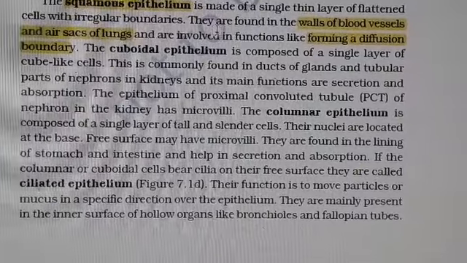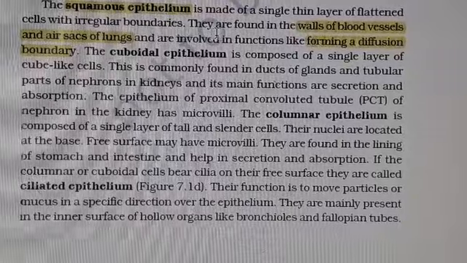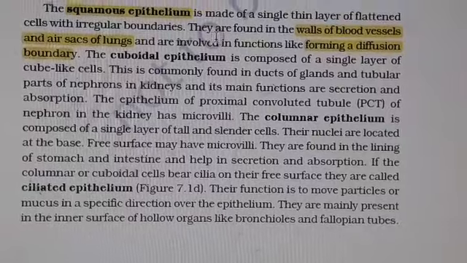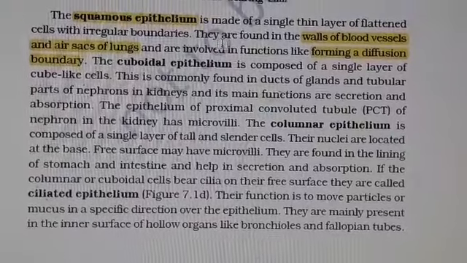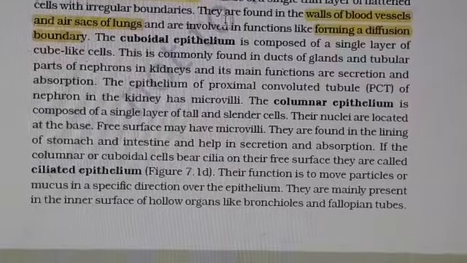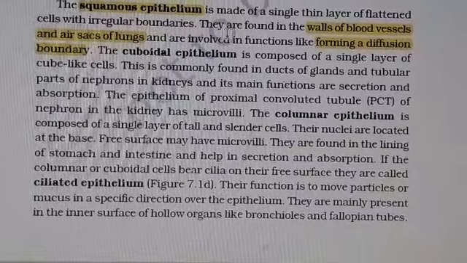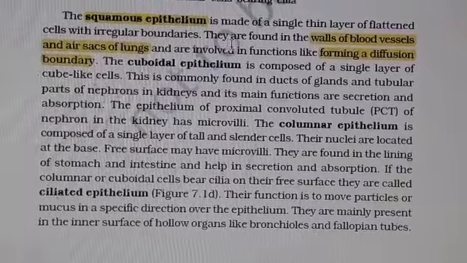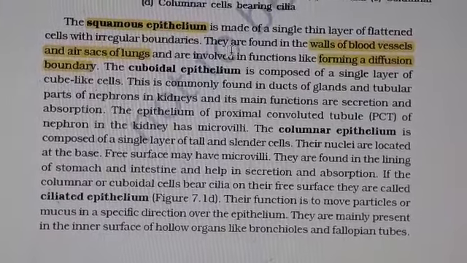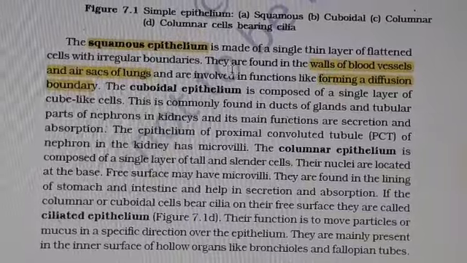Now comes the cuboidal epithelium. It's composed of a single layer of cube-like cells. This is commonly found in the ducts of glands and tubular parts of the nephron. For information, the nephron is the functional unit of the kidney, and its main functions are secretion and absorption. The epithelium of the proximal convoluted tubules (PCT) of the nephron in the kidney has microvilli. We will read about this in the chapter on excretion.